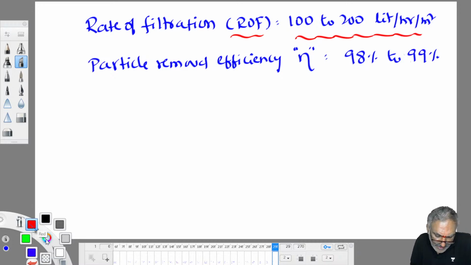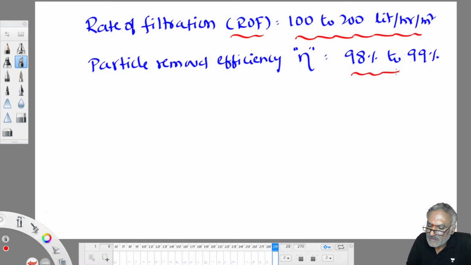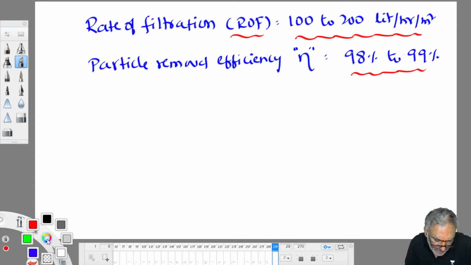98 to 99% of impurities in water are removed by slow sand filter. How it works and how it is cleaned is not required for the GATE exam. Normally slow sand filters are operated till they reach the final head loss, 90% of the thickness of the sand bed.